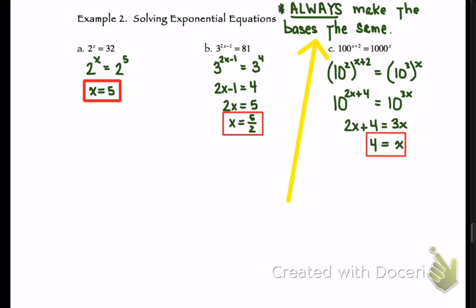Hopefully you're going to take my advice. Try to make the bases the same first. Once you have the bases the same, you can drop your bases, set your exponents equal to each other, and solve from there. So, hopefully you had your thinking caps on, and I want to say, fantastic job.